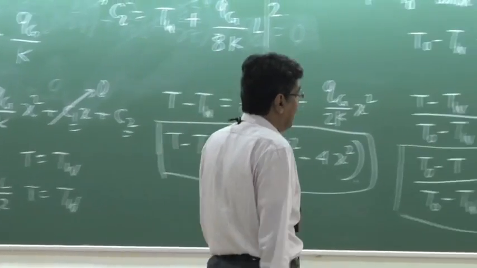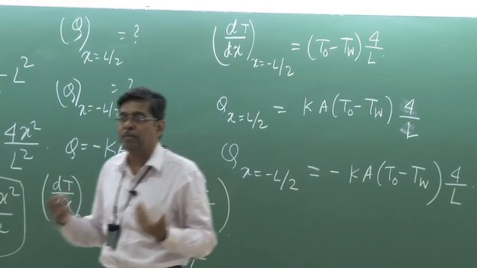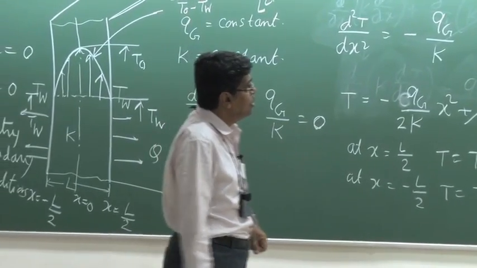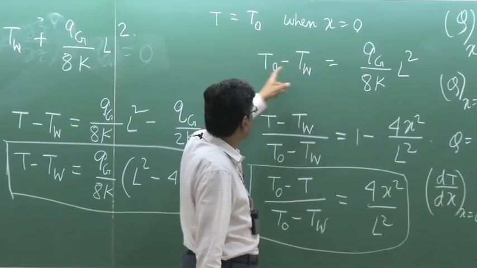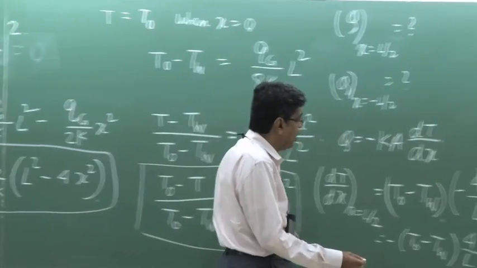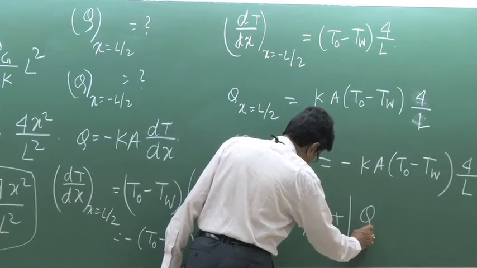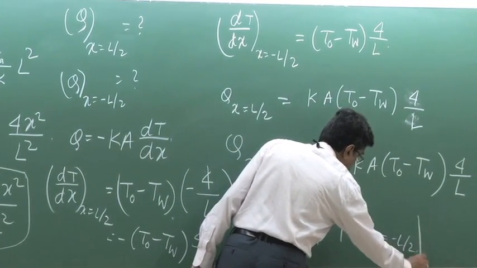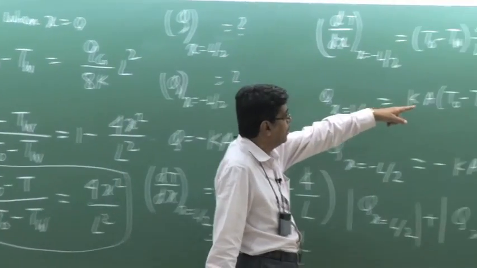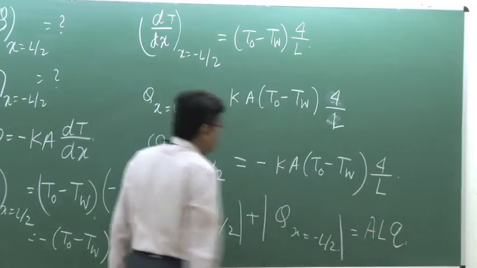So you can also check by energy balance that if you make the scalar sum of these two heat transfers, that will ultimately equal the heat generation. This is your task: write Tw in terms of T0, where T0 minus Tw is Qg L square by 8K. You just substitute it and find out the value. I am not doing it. It is a very good check of Q at x is equal to L by 2 and at x is equal to minus L by 2. Now if you substitute T0 minus Tw in terms of the heat generation, this K will cancel, and this will ultimately come like Qg into L.